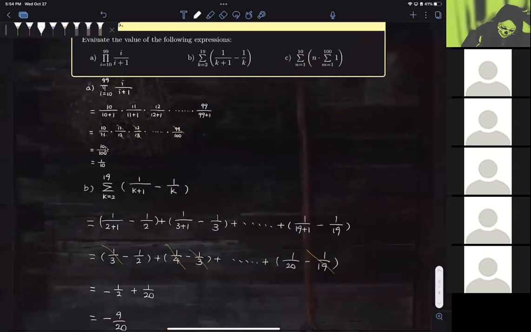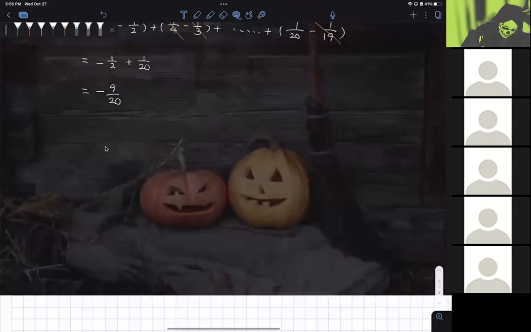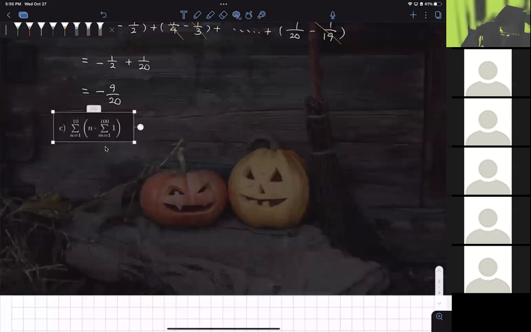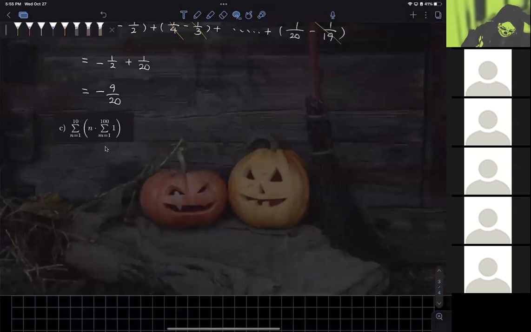I'm really bored. Okay, quickly finish the last one and let's just move on, okay? I'm bored. Let me change this. How do I do this?